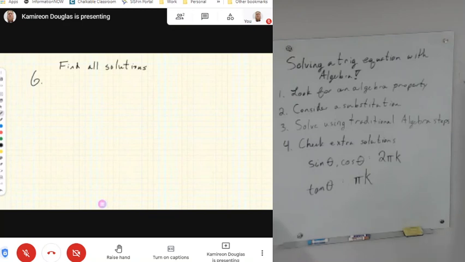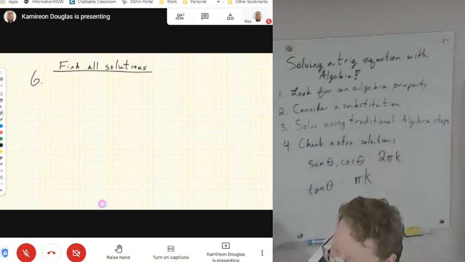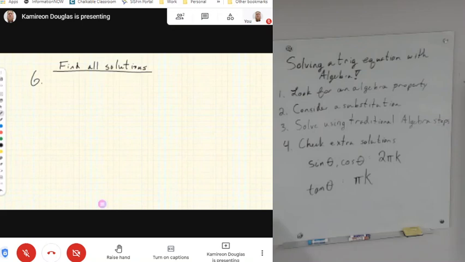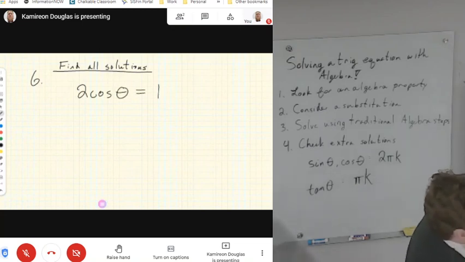So our goal becomes first find the ones between 0 and 2 pi, then find the ones that are around those values by using the plus 2 pi k or plus pi k depending on the problem. If it's a tangent problem, we approach it a little bit different. So make sure you're reading your problems. Let's take a look. Number 6. We have 2 cosine of theta equals 1. Find all the solutions.